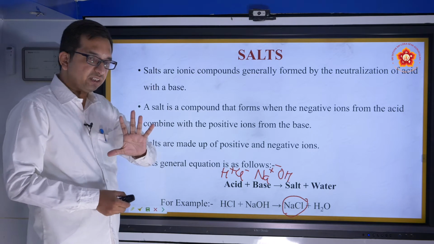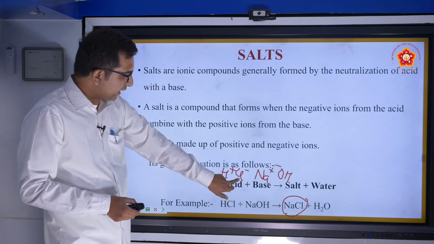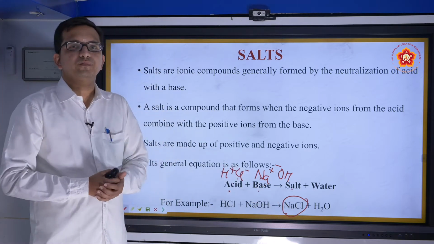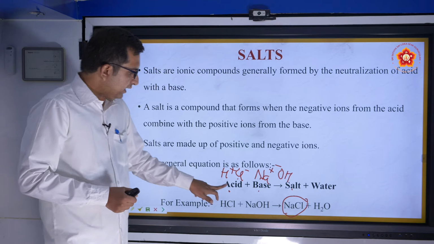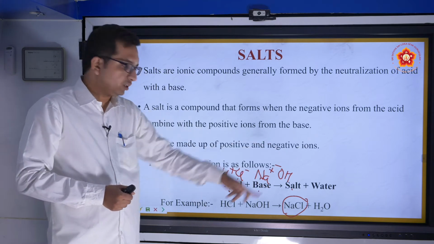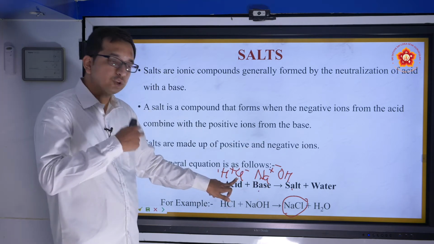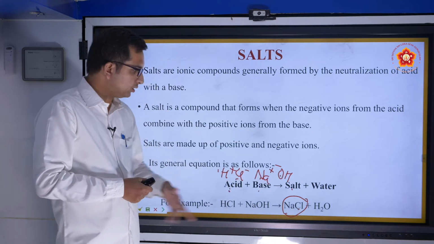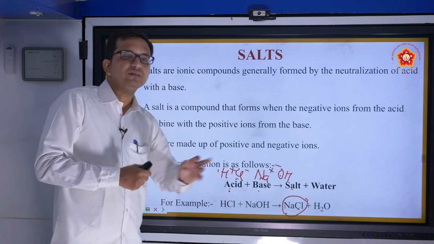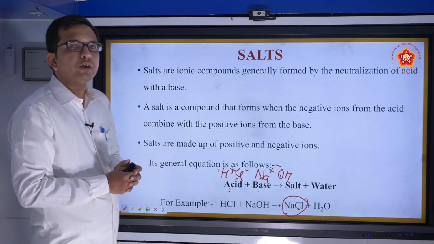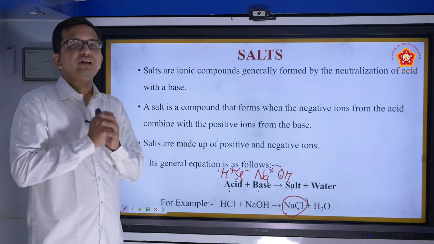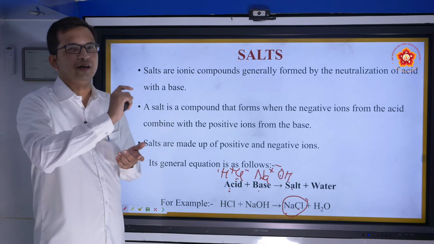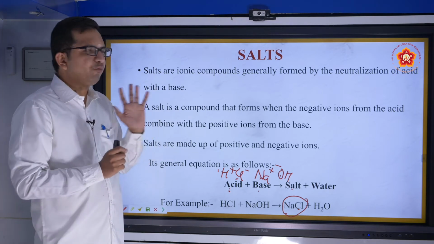Now what we see here is that the negative part from the acid and the positive part from the base combine to form salt. Let me repeat it once again. In the acid, the H plus goes out to form water, whereas the negative part goes to form the salt. Whereas in the base, the OH minus ion goes to form water, and Na plus ions combine with Cl minus. This is how the overall formation of salt happens whenever we undertake a reaction between an acid and a base. This is one method of preparation.